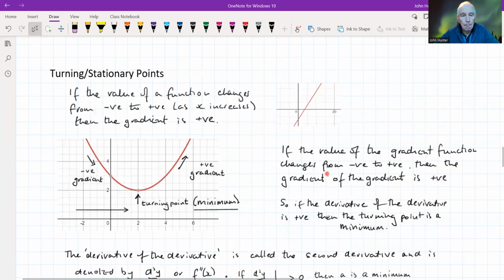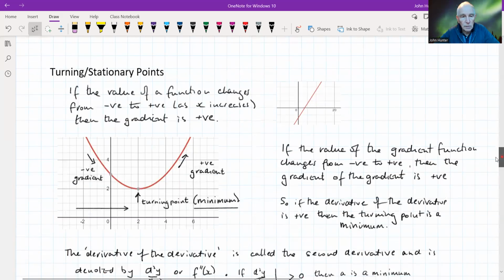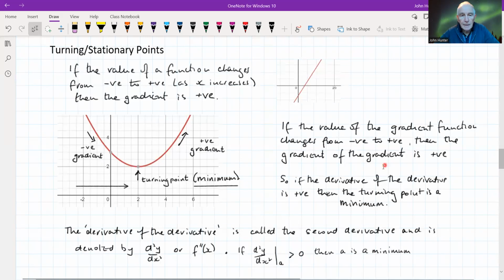Let's go on. Right. Okay. So this is the idea of turning points, or sometimes called stationary points. Those two terms seem to be used equally. They mean the same thing. Let's just have a look at this concept.